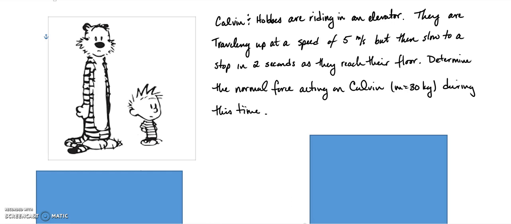Determine the normal force acting on Calvin, who's got a mass of about 30 kilograms, even though he's just drawn in pencil, during this time. All right, so that's your challenge. So see if you can figure out that normal force acting on Calvin while the elevator is slowing to a stop. All right, so take a moment, pause the video, try it. When you're done, come on back.